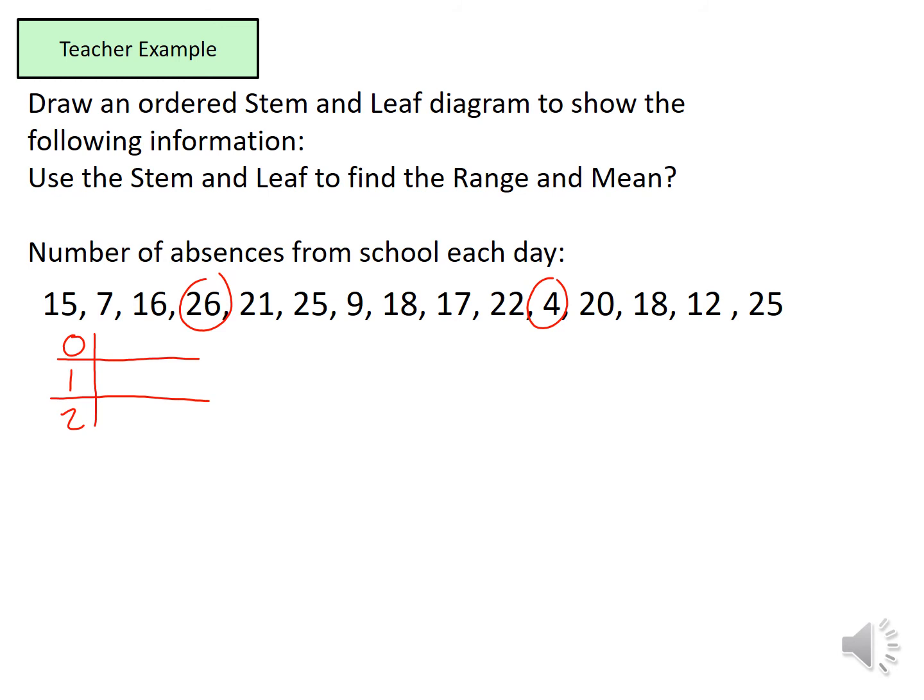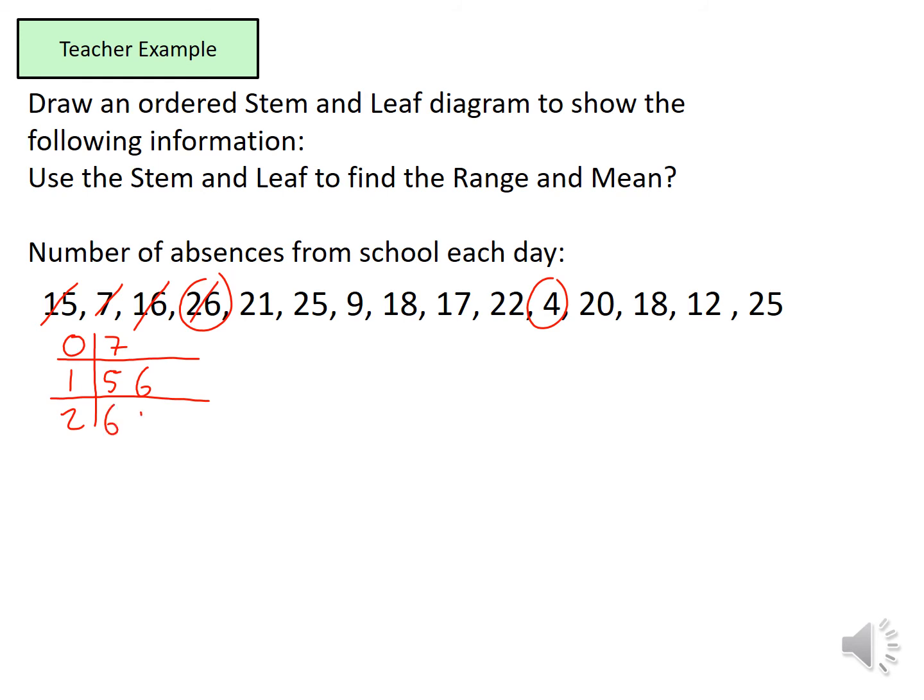Okay, I'm now going to put these numbers in no specific order. I'm just going to follow the numbers as they are in the list. So I'll start with 15. I'll put a 5 where there's 1 stem. 7 will go where there's 0 stems. 16 will have 1 stem. 26 will have 2 stem.